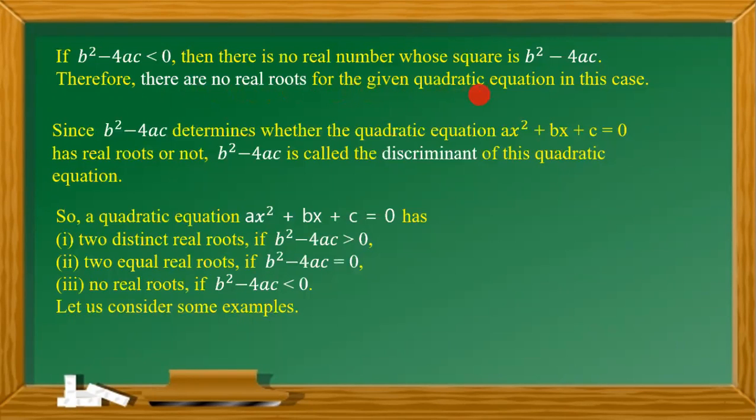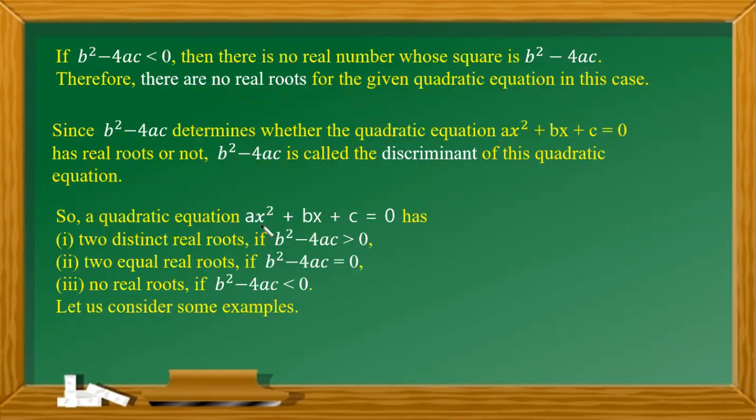Since b² − 4ac determines whether the quadratic equation ax² + bx + c = 0 has real roots or not, we call b² − 4ac the discriminant of this quadratic equation.